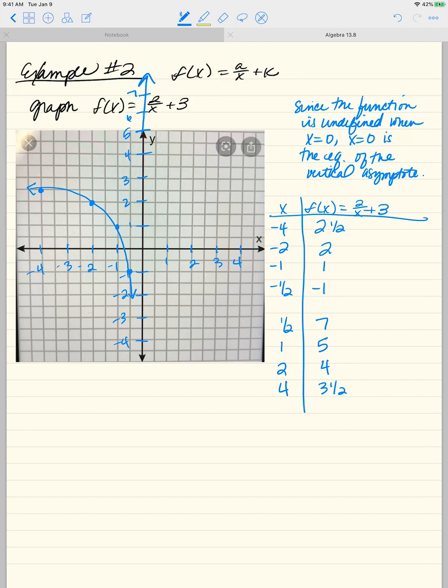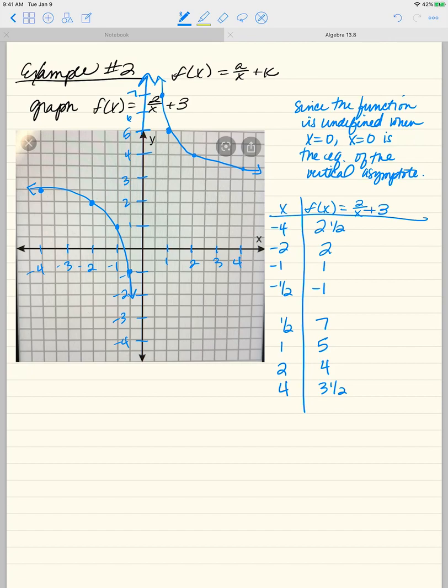And then we have 1/2 and 7. That's going to be all the way up here. 1 and 5, 1 and 5 right there. 2 and 4. And 4 and 3.5. Okay, here's the other branch of the hyperbola, okay? So we've graphed it.